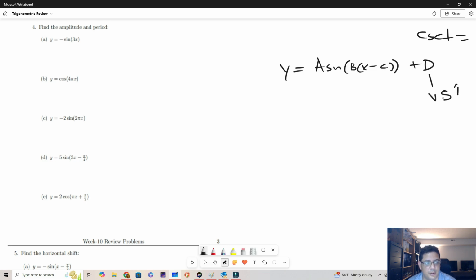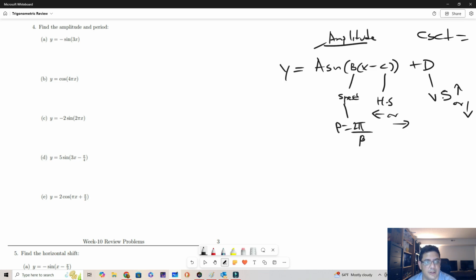So up or down. This one here, C, is the horizontal shift, which is going to be left or right. This is the speed that determines the period, where the period is 2 pi over b. And this is, of course, the amplitude of the wave. So this is a lot of what you're going to be seeing on the activity for today. But all this part is the anatomy of these trigonometric functions.